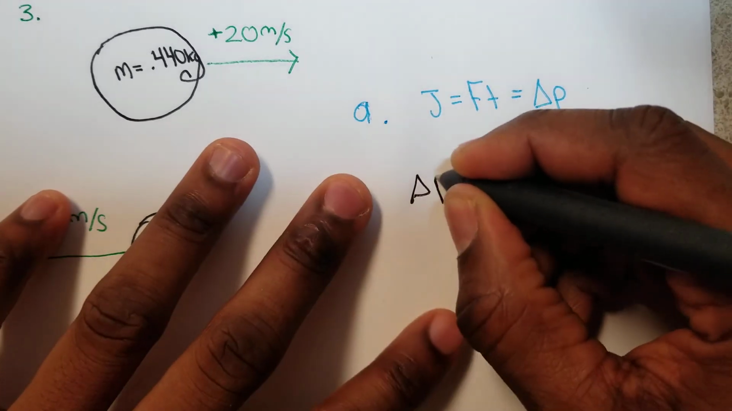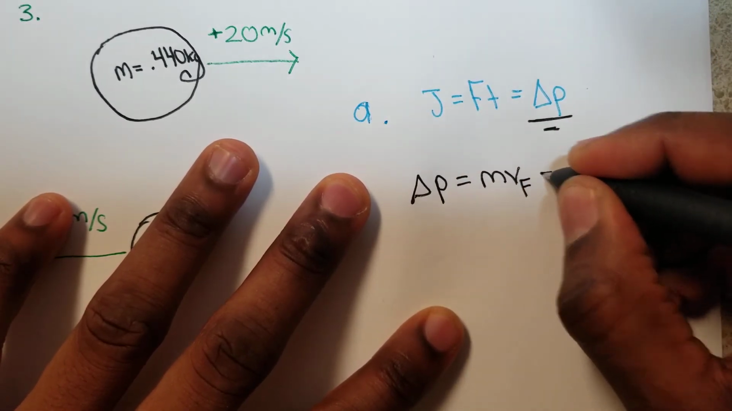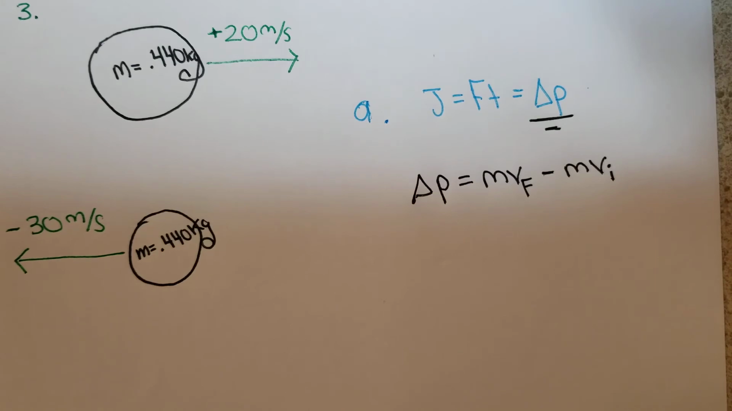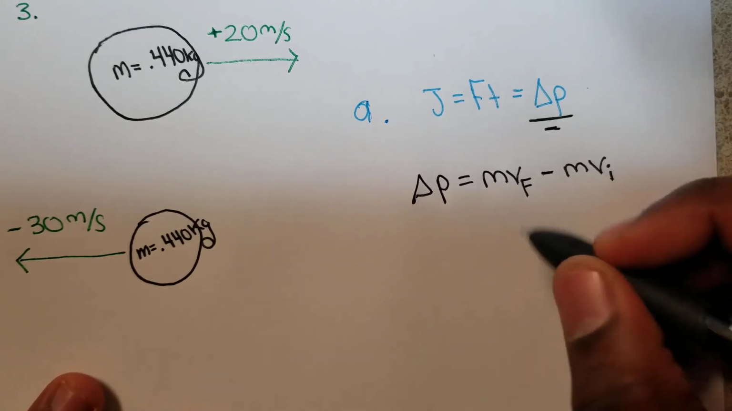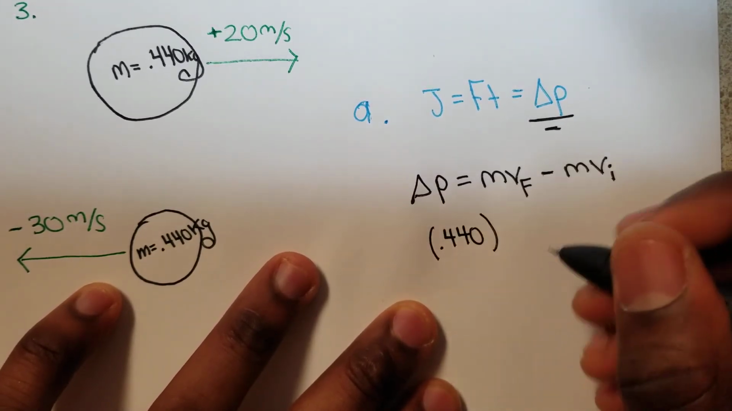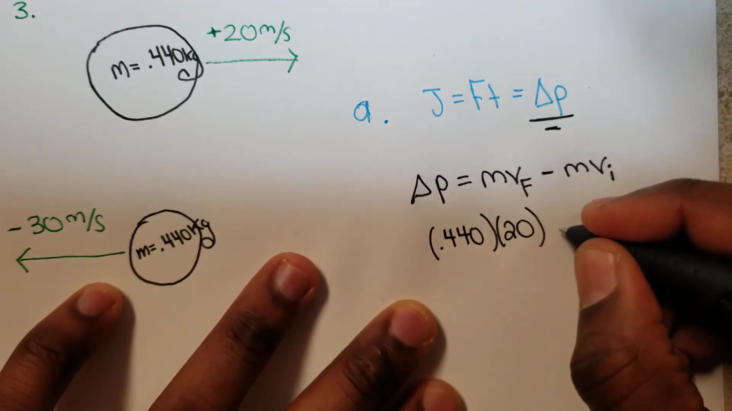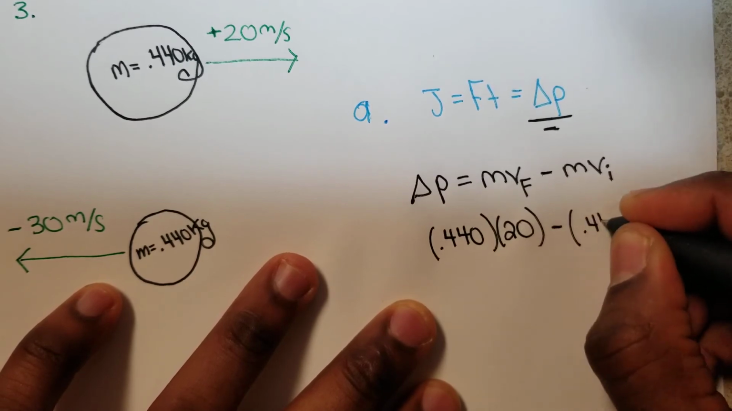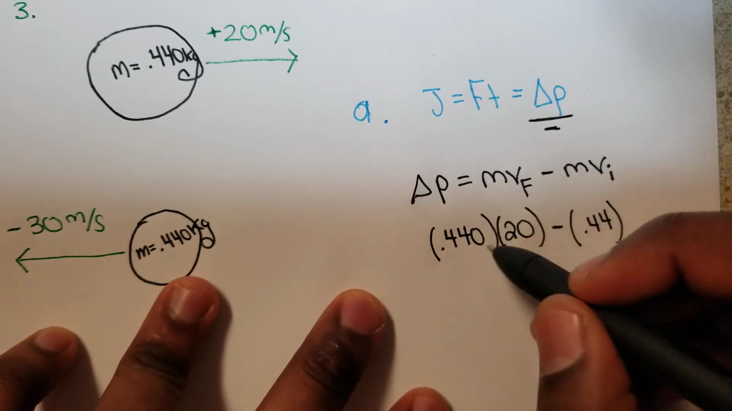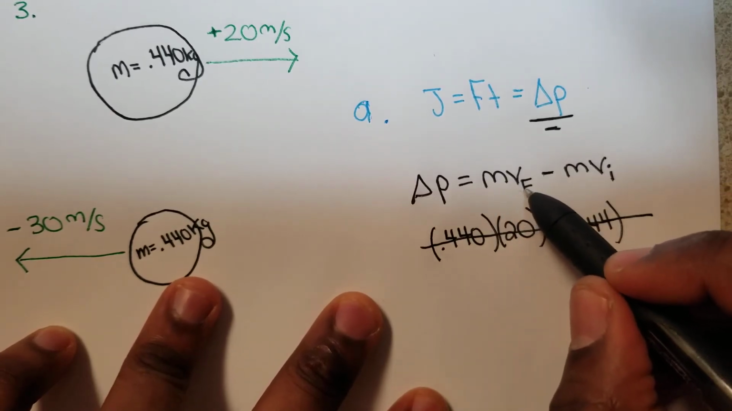Change in momentum is equal to mass times velocity minus mass times the initial velocity. So I'm ready to plug in. My mass is 0.44. My velocity happens to be 20, positive, minus 0.44. And in this case, oh, I switched it. I definitely switched it. So I need to rewrite that because it wants my final velocity first.